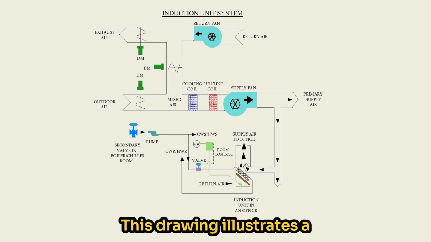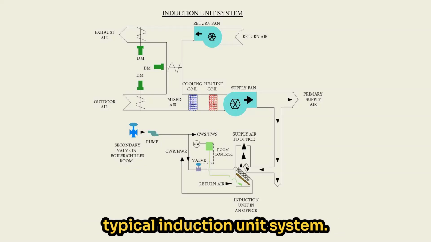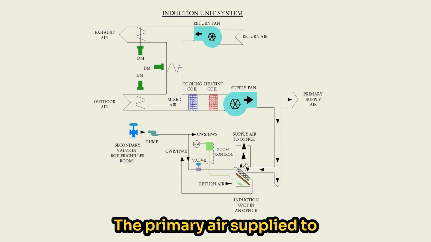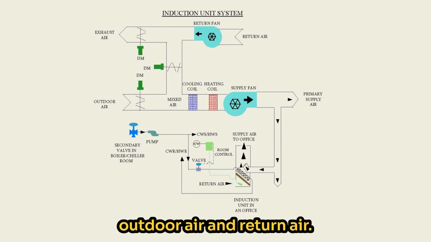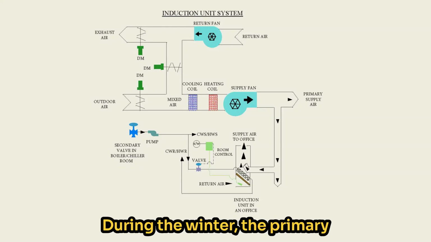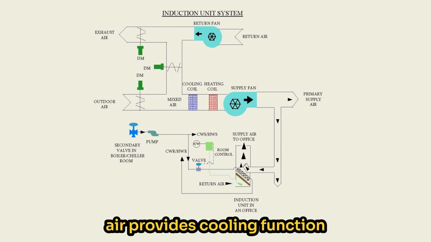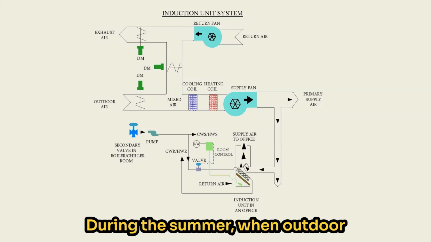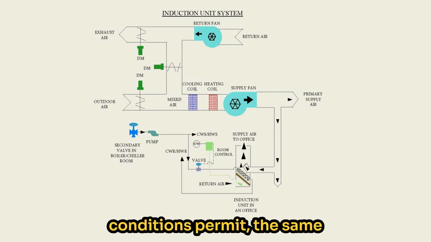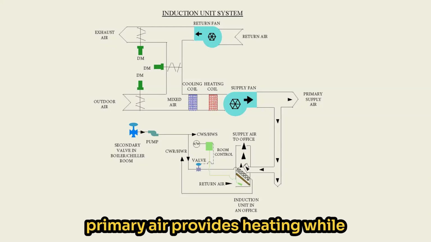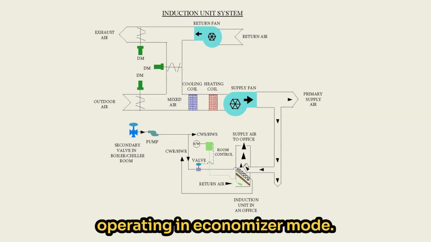This drawing illustrates a typical induction unit system. The primary air supplied to the building is a mixture of outdoor air and return air. During the winter, the primary air provides cooling function for the induction units. During the summer, when outdoor conditions permit, the same primary air provides heating while operating in economizer mode.